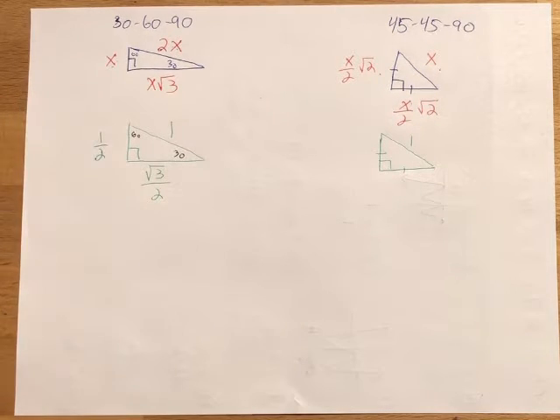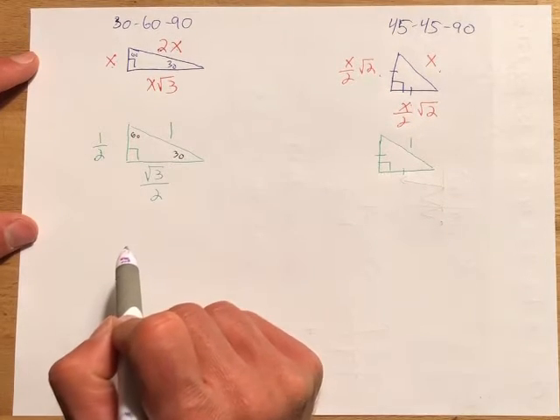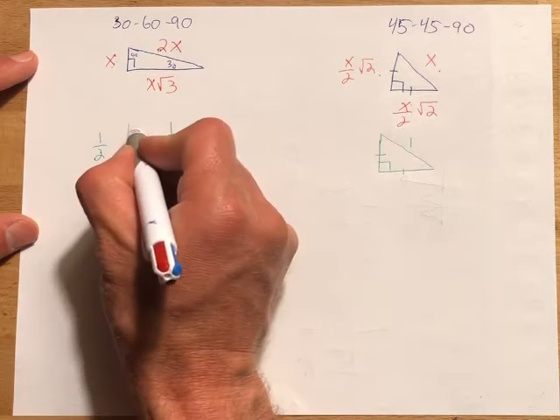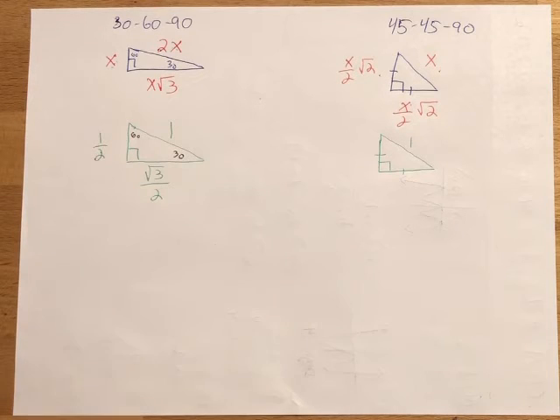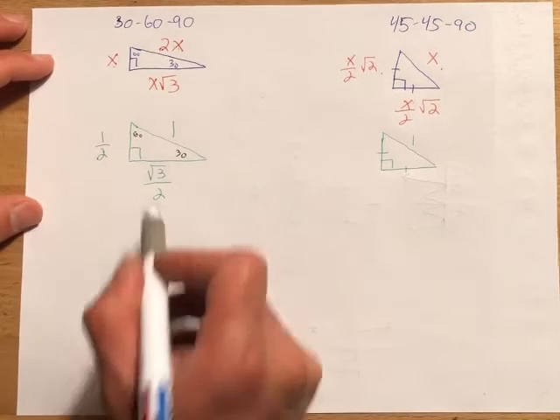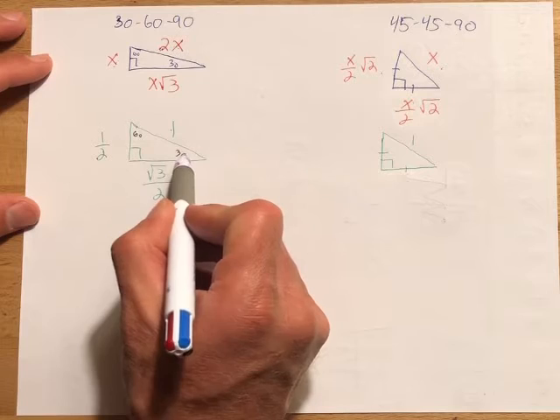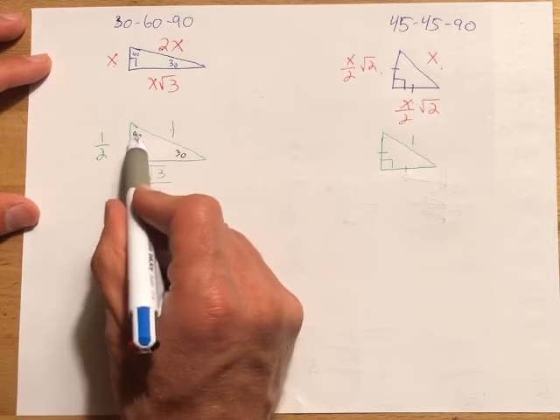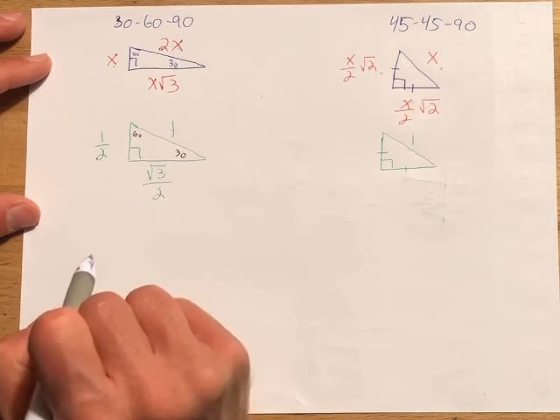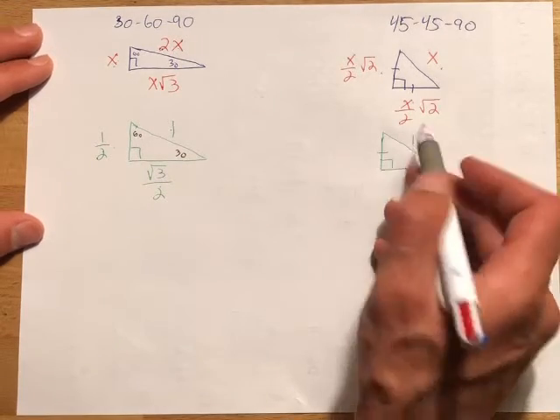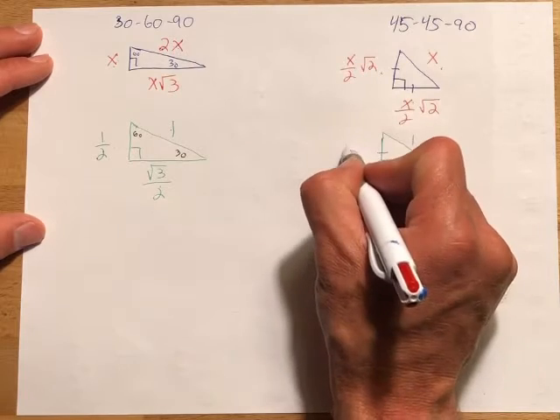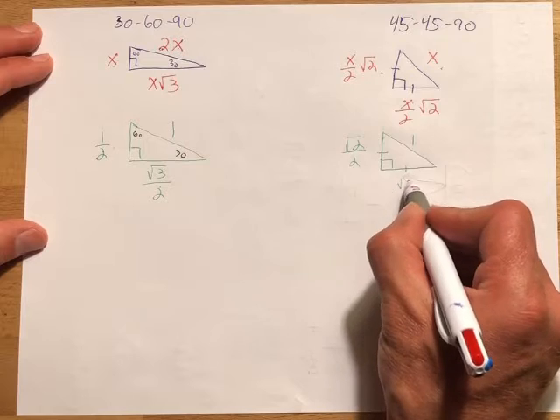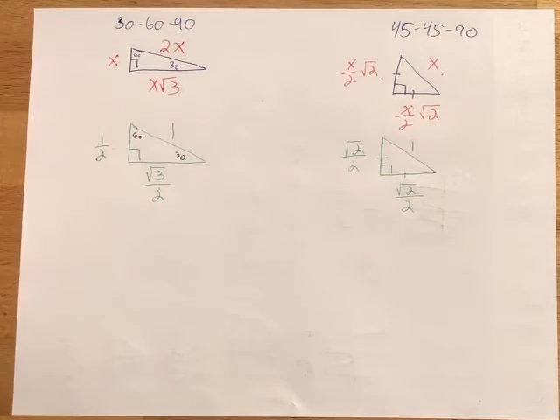So in a 30, 60, 90 degree triangle, if your hypotenuse is 1, which we're going to look at why it's always going to be 1 in a little bit, the side across from your 30 degrees is always 1/2. The side across from your 60 degrees is always root 3 over 2. And the same thing with this. If this is 1, this is half of 1 times root 2, which is root 2 over 2.